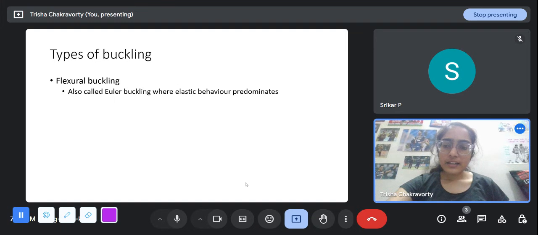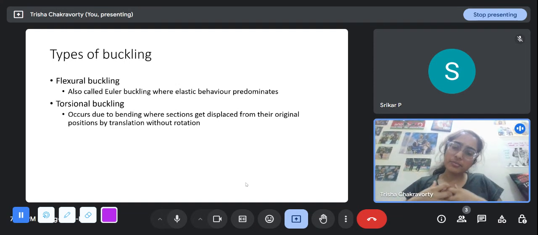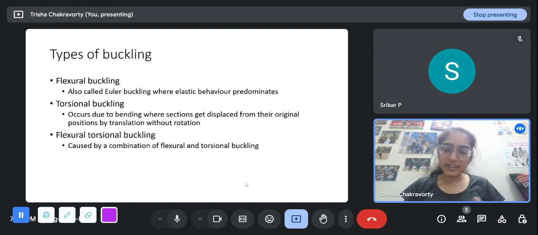Types of buckling: flexural buckling, also called Euler buckling, where elastic behavior predominates. Then there is a term called torsional buckling that occurs due to bending, where sections get displaced from their original positions by translation without rotation. And flexural torsional buckling is a combination of both of these two.